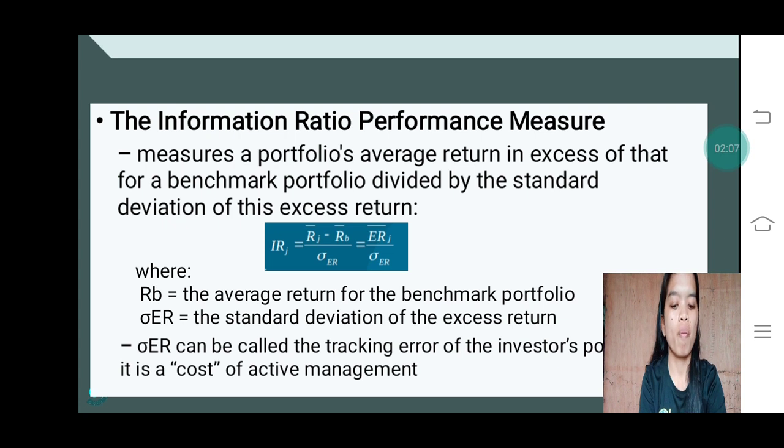The information ratio is calculated by dividing the portfolio's excess return, the actual return minus the benchmark, by the portfolio's standard deviation. A higher information ratio indicates that the portfolio has generated more excess return per unit of risk. And also, the information ratio is a useful measure as it focuses on risk-adjusted performance rather than absolute returns.